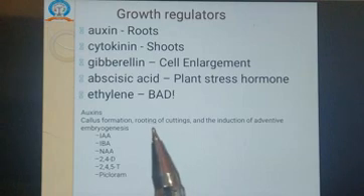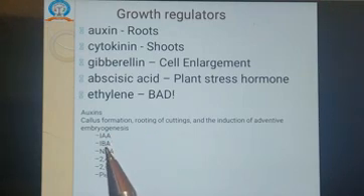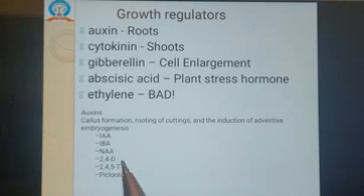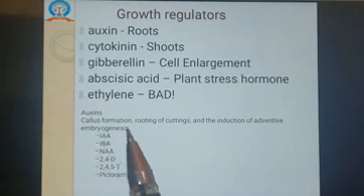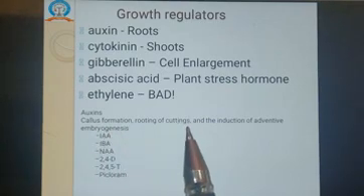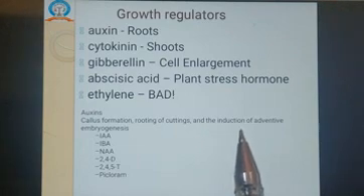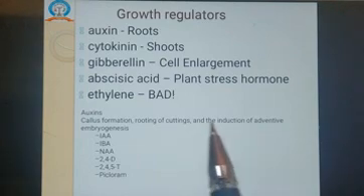So auxin, how many auxins? The IAA, IBA, NAA, meaning indole acetic acid, indole butyric acid, naphthalene acetic acid, and 2,4-D. These are well known weedicides, all are known about that. 2,4,5-T and picloram. So auxin is used for callus formation, rooting of cuttings, and the induction of adventitious embryo.